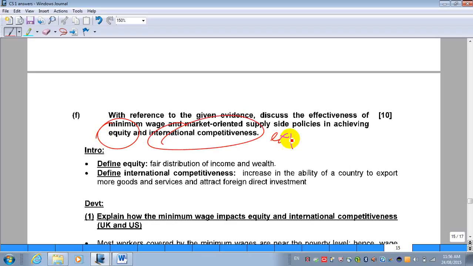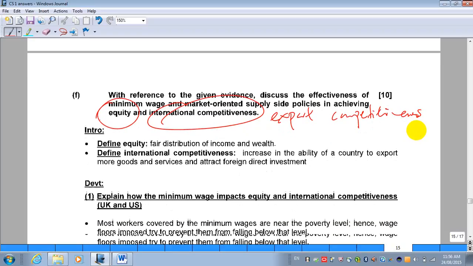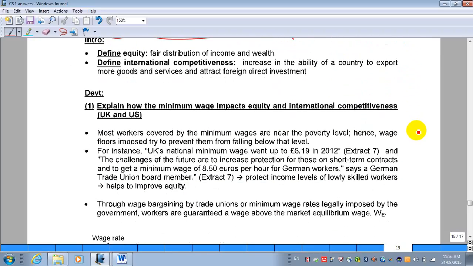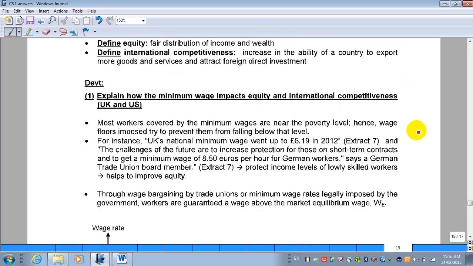Most of the time, I think about export competitiveness when I think about international competitiveness. So for minimum wage, you need to link to equity and export competitiveness. Market-oriented supply-side policies should also be linked to equity and international competitiveness. Boys and girls, you need to refer to the extract. Let's say the question is about minimum wage: just give me one line about how the UK's minimum wage has gone up. That is all. I don't need you to elaborate and quote so much from the extract. Just give me one line that the minimum wage has increased.